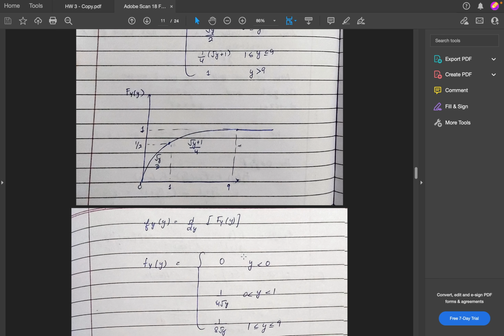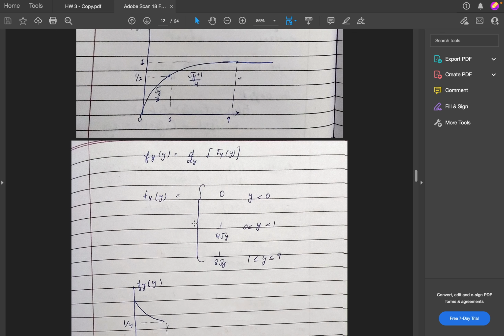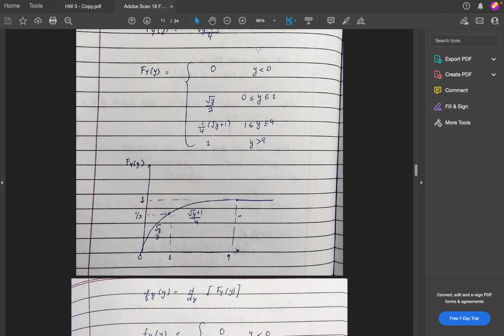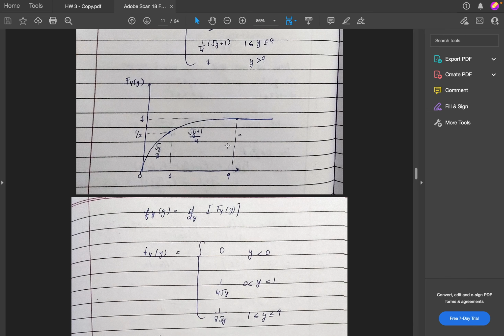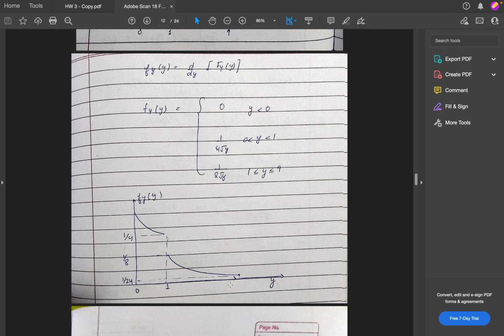Now we know that the PDF is the derivative of the CDF with respect to y, so taking the derivative of these values we get the PDF as follows, and the plot looks like this. Here we can see that there is a discontinuity at y equals 1.